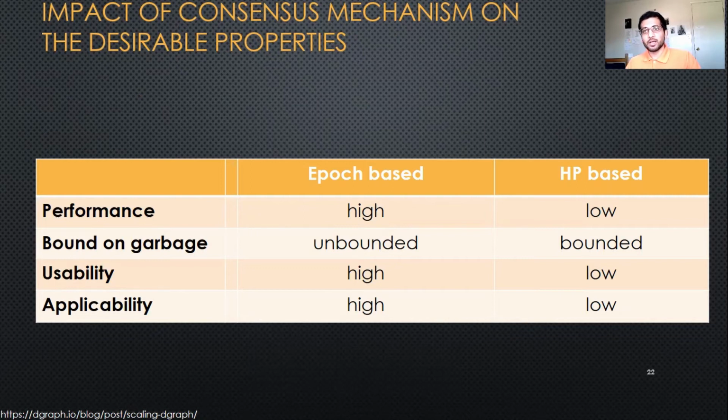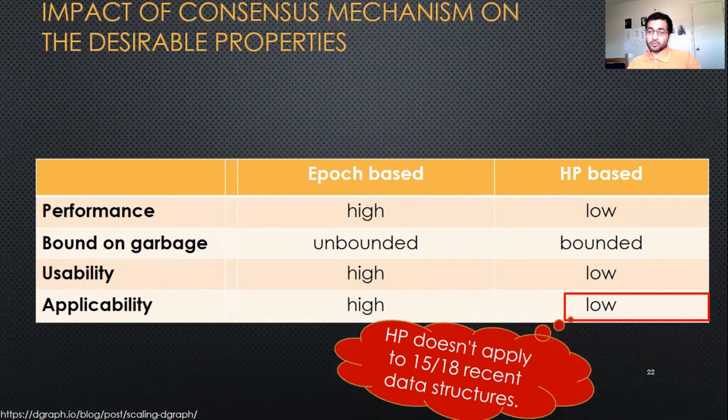So it turns out that none of these algorithms completely satisfy all of these desirable properties. So this leads us to ask a question. Before we move forward, I wanted to make a point that in our paper, we also surveyed 18 data structures, and we found that out of them, for 15, hazard pointers do not apply. So for a comprehensive discussion on that, I refer you to read our paper.